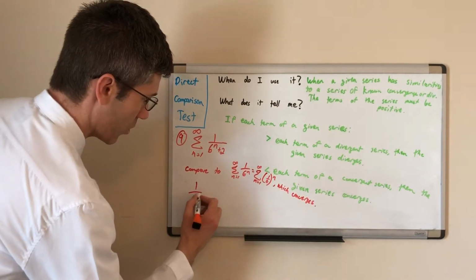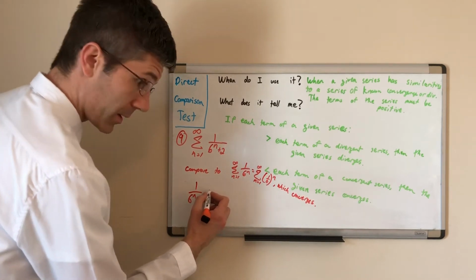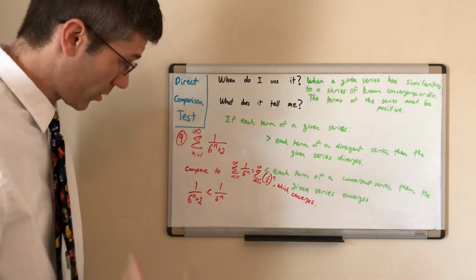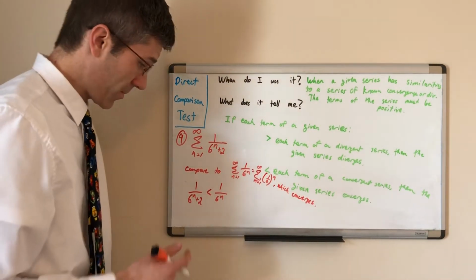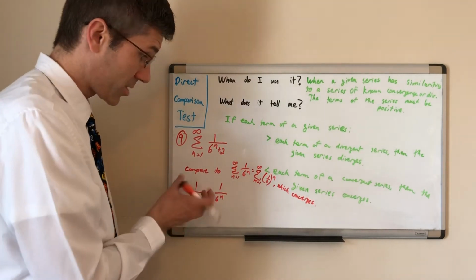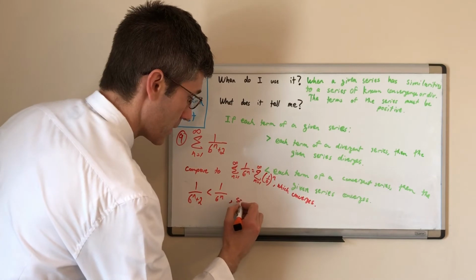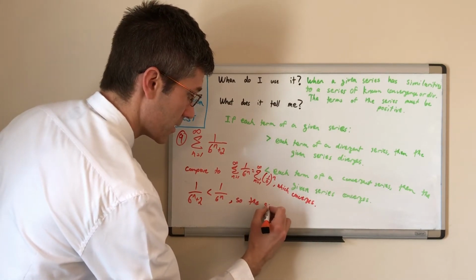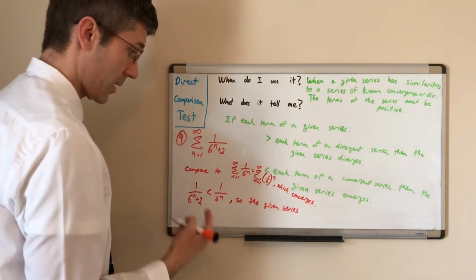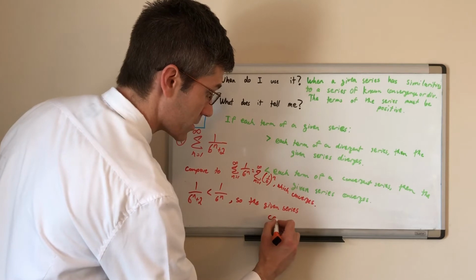So 1 over 6 to the n plus 2 had better be consistently less than 1 over 6 to the n. And I'm wondering if this is true. This denominator is bigger and always bigger. Because the denominator is bigger, this fraction is smaller, so this is true. So because this is true, the given series, the one they gave me, also converges.